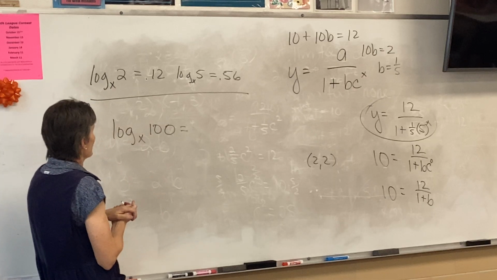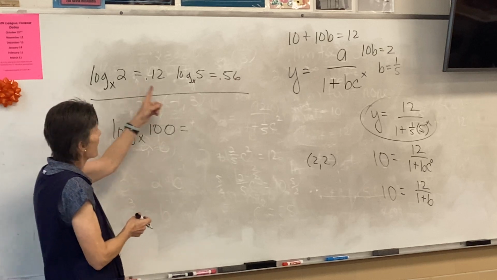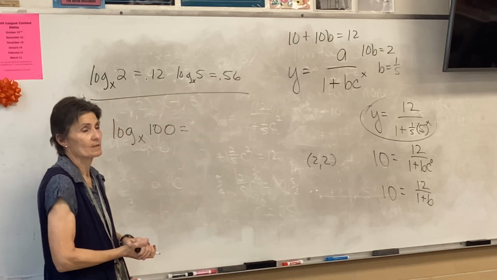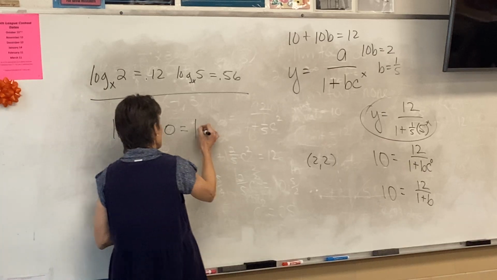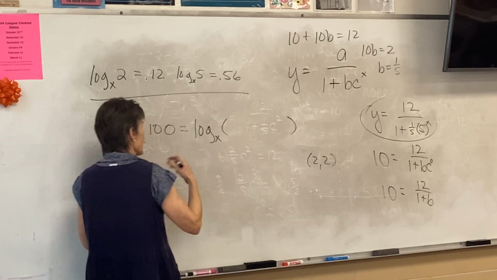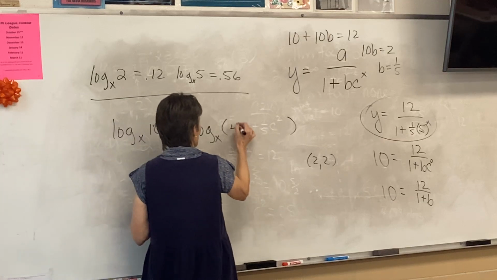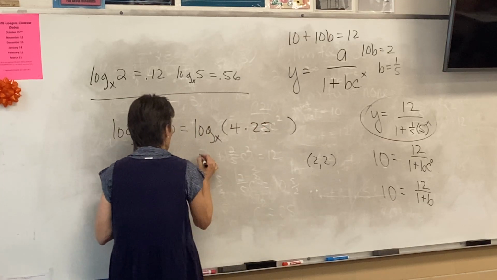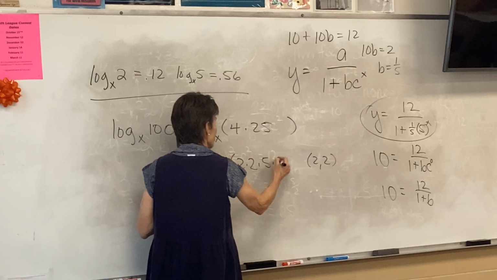So, 100 can be broken down into 2s and 5s. Would you agree with that? Yeah. So let's do that. Let's break 100 down into 2s and 5s. So how can I get 100? 25 and 4. So 4 times 25, which would be 2 times 2 and 5 times 5? Yes.